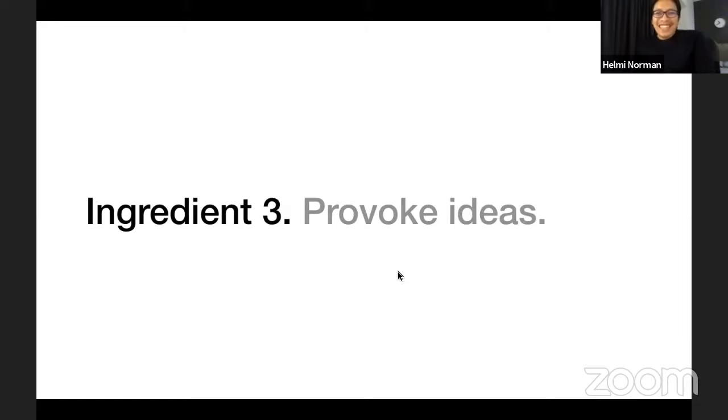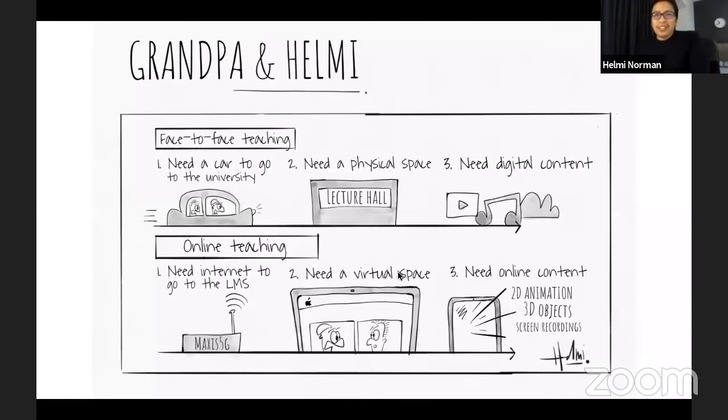So all right, and so ingredient 3 is about provoking ideas. So how do you provoke ideas? So this one, all right. I think I've shown you here. And how do you provoke ideas is look at this, okay? Using comics, all right, and showing what is the difference between face-to-face and online. So here, in face-to-face, you need a car, and the car is the internet. So in face-to-face, you need a physical space.